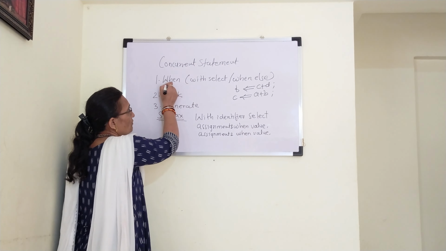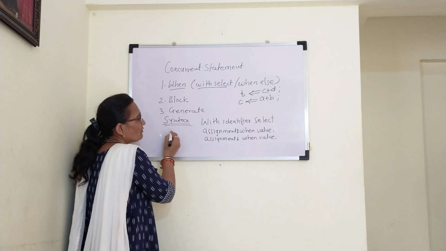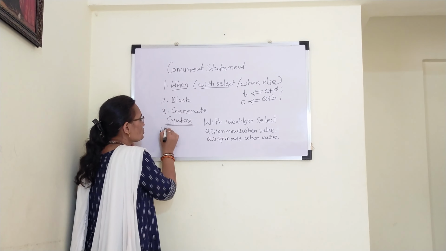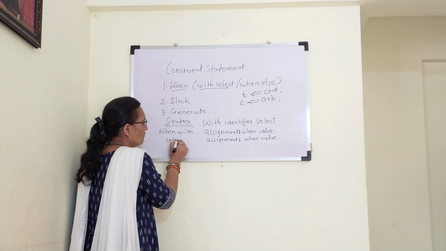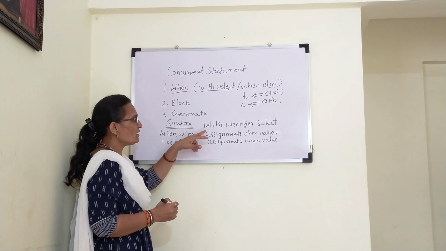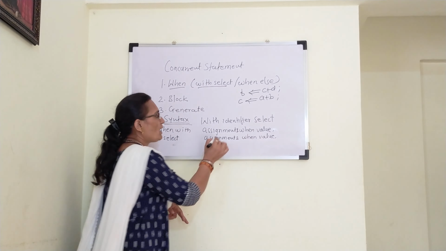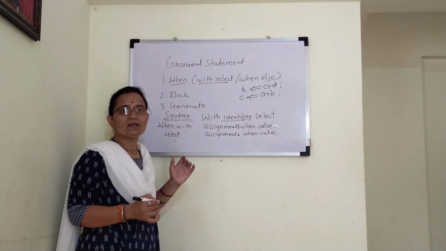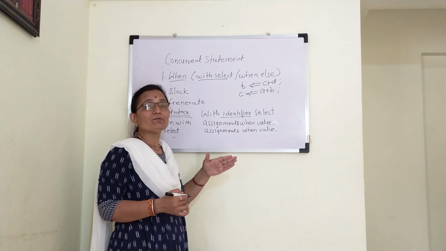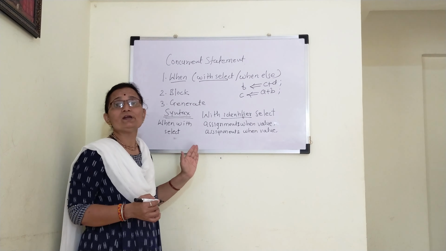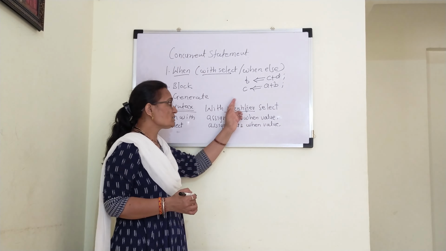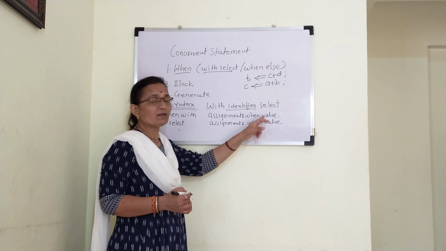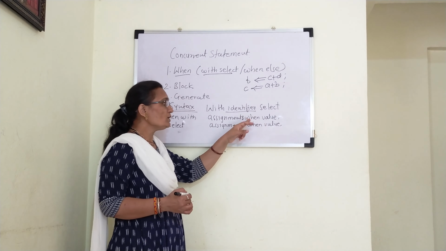when with select. This is the syntax of your when with select. So see here, this is the syntax: with identifier, what is your identifier? Depending upon that identifier your entire output will depend. Select. So here is an assign when. This is the value of your identifier. Depending upon the value of the identifier you will get the output.